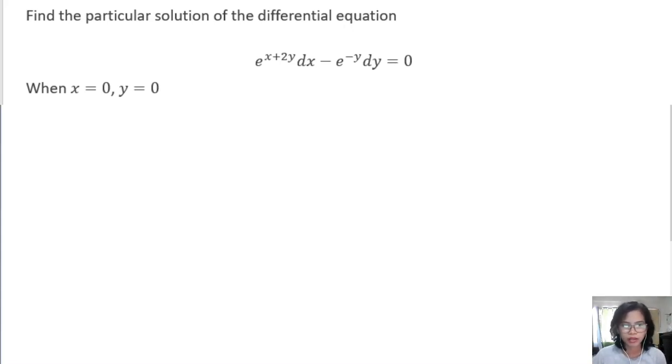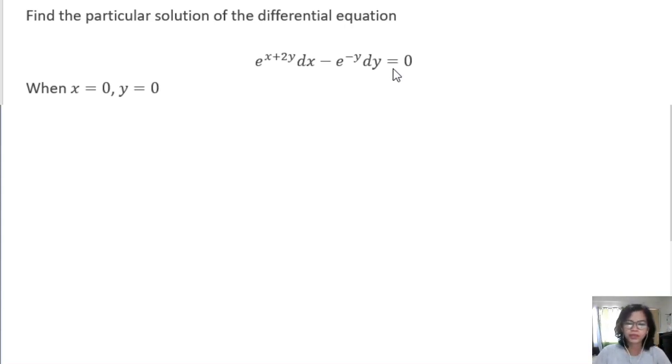Hello again. So right now we will be solving another VSDE type of differential equation, but we will be solving for the particular solution. Why? Because we are given the initial conditions of the problem, then we can solve for the particular solution. We can solve for the exact value of the arbitrary constant. And since initial conditions are given, this is what we call an initial value problem.